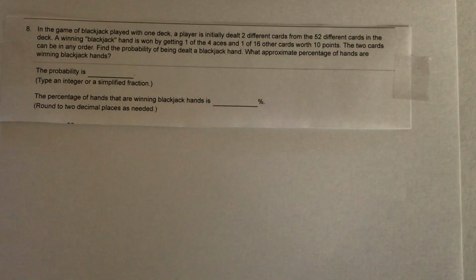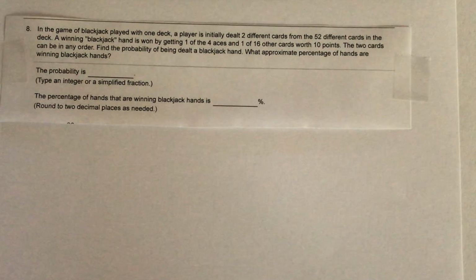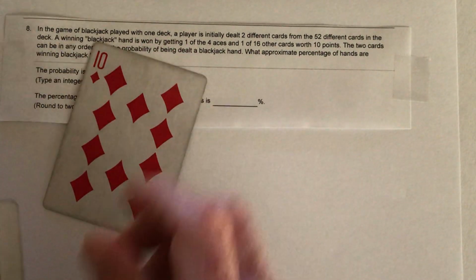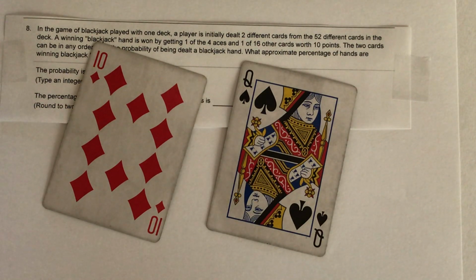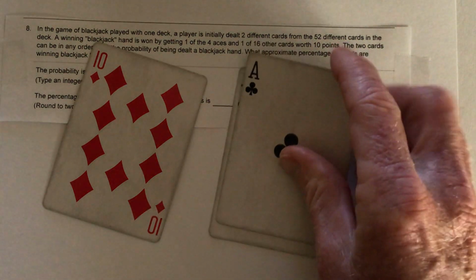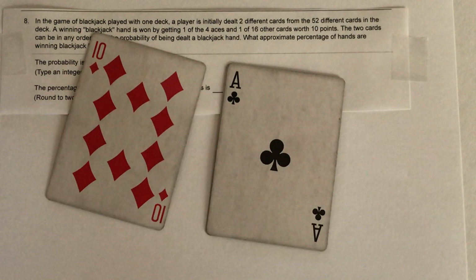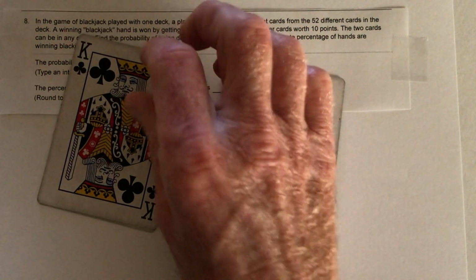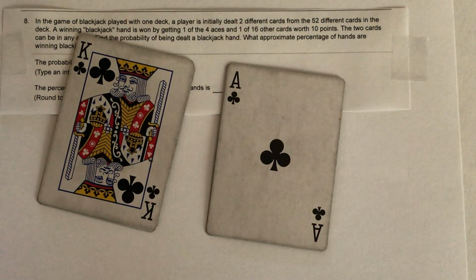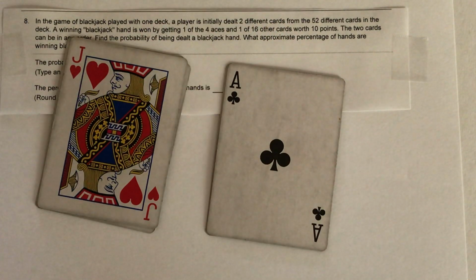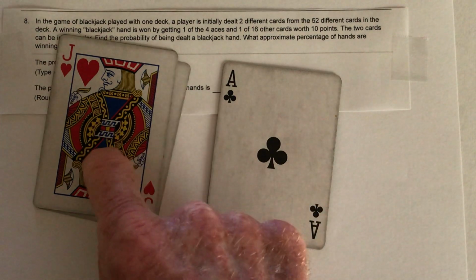Blackjack. Well, happens to be that sitting right here, I've got some cards. That is considered a 20. That's not a blackjack. But if I had this, that would be a blackjack. An ace and a 10 card. So like that would be a blackjack. That would be a blackjack, but you need one ace and one card that's worth 10.